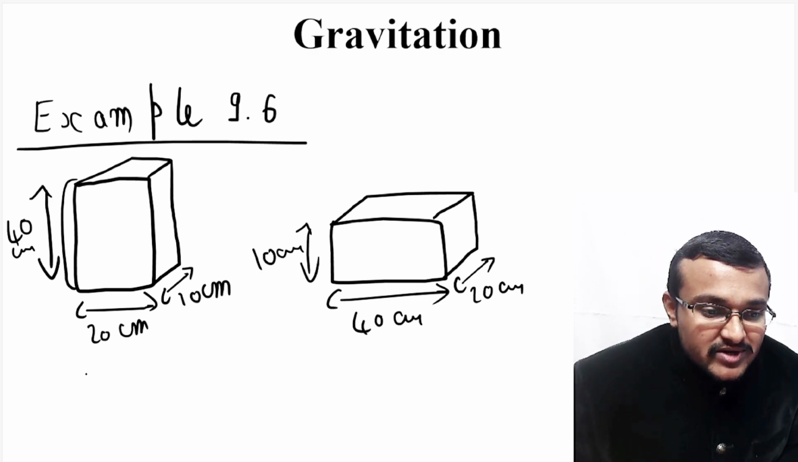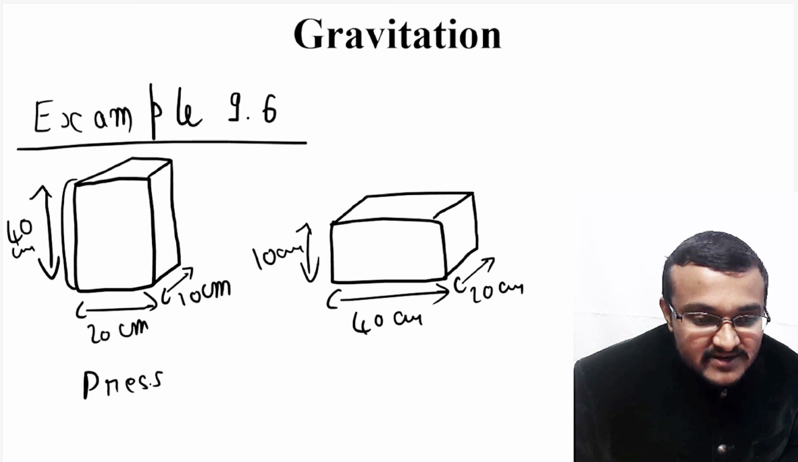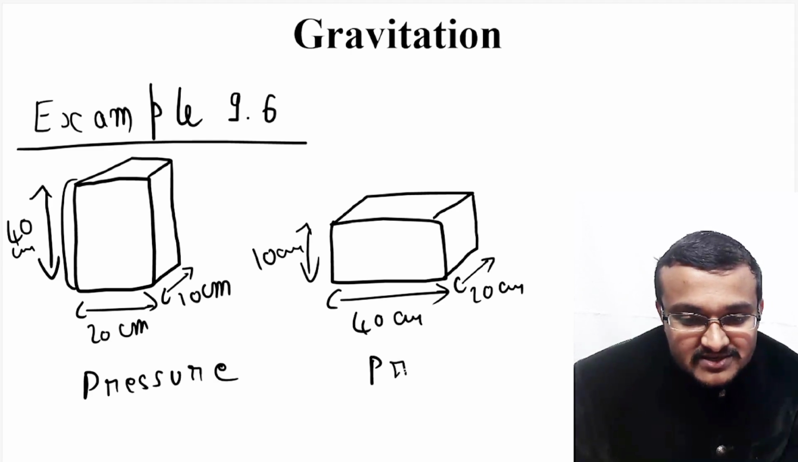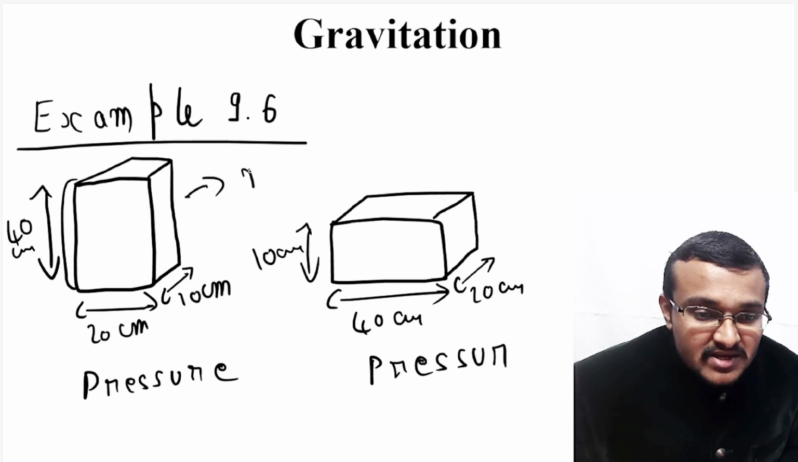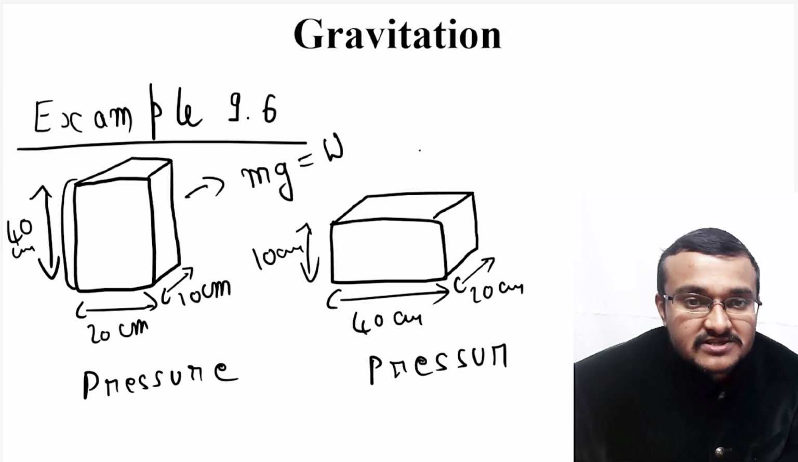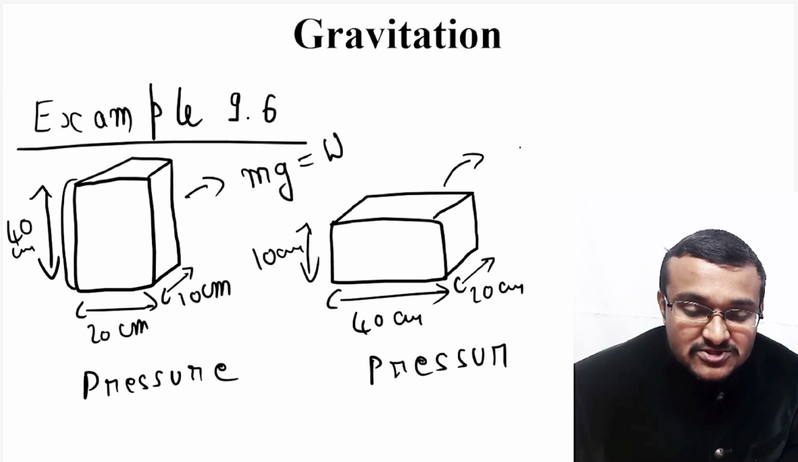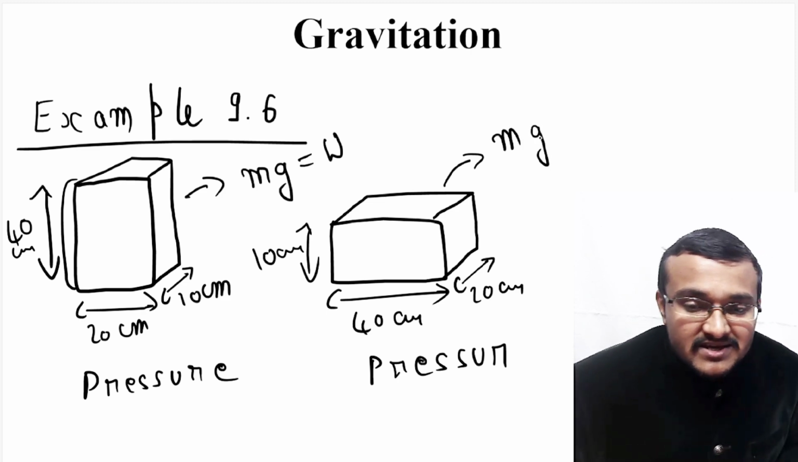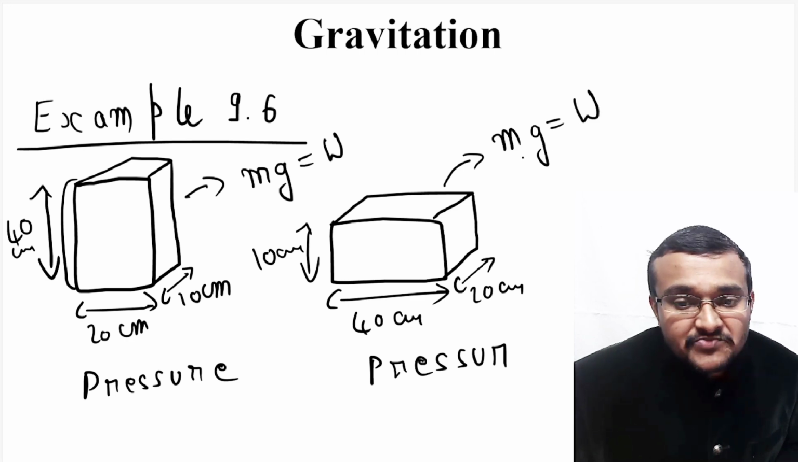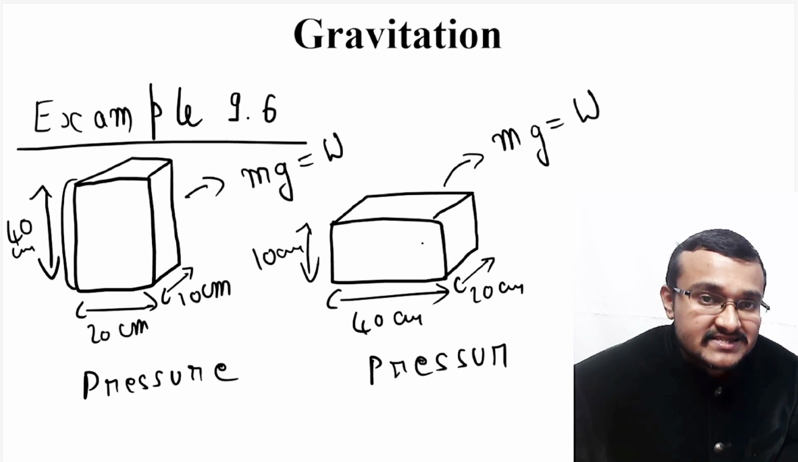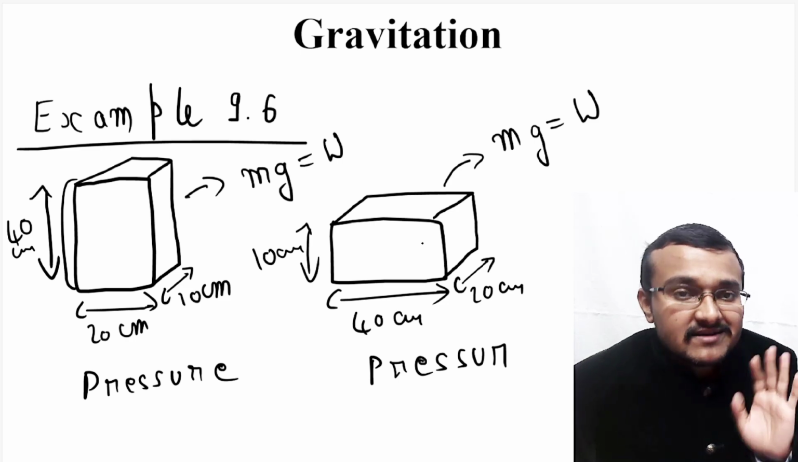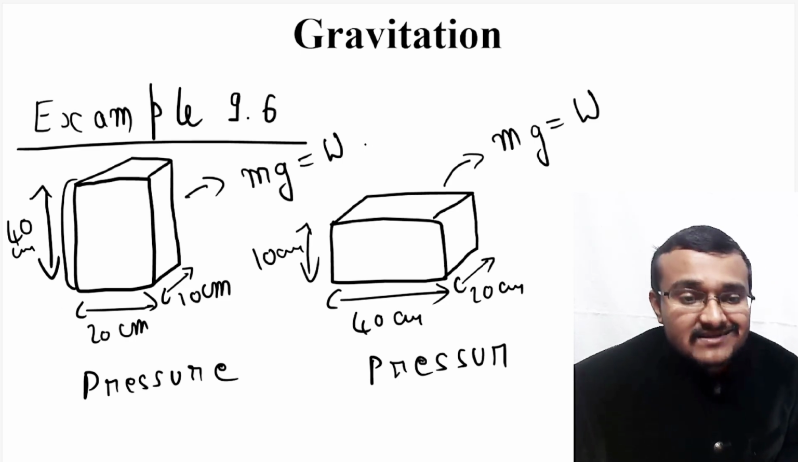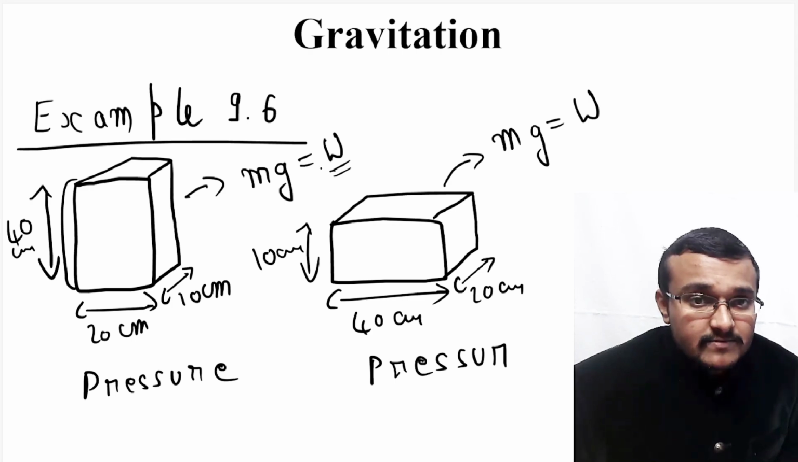Now you have to calculate pressure in this first case and also in this second case, because this wooden block has a certain mass. When it is multiplied with acceleration due to gravity, it gives the weight of the wooden block. In this case also, the same wooden block is kept in another fashion, so here also the weight will be the same, that is W. In both cases the weight is the same, but the pressure will be different. You should calculate that pressure. First you should calculate the weight of this wooden block.